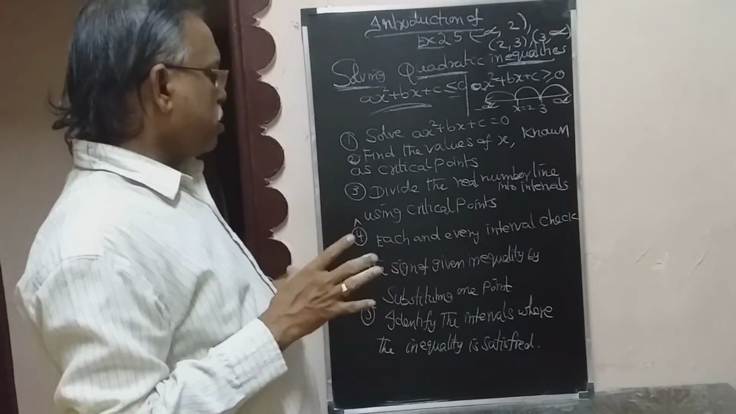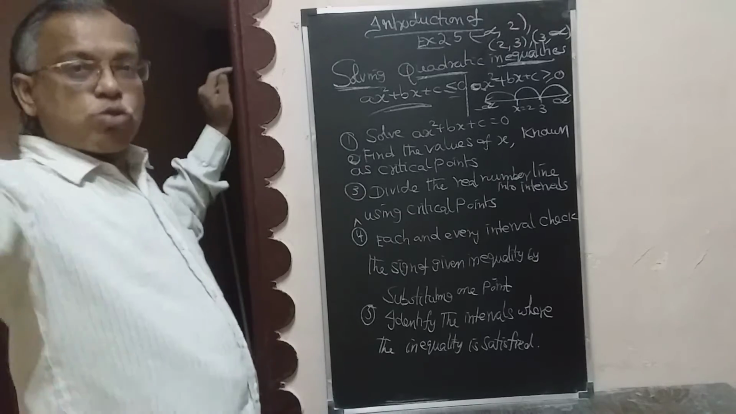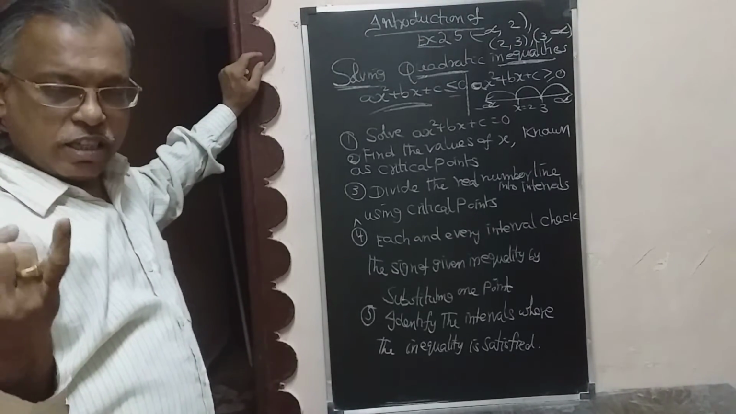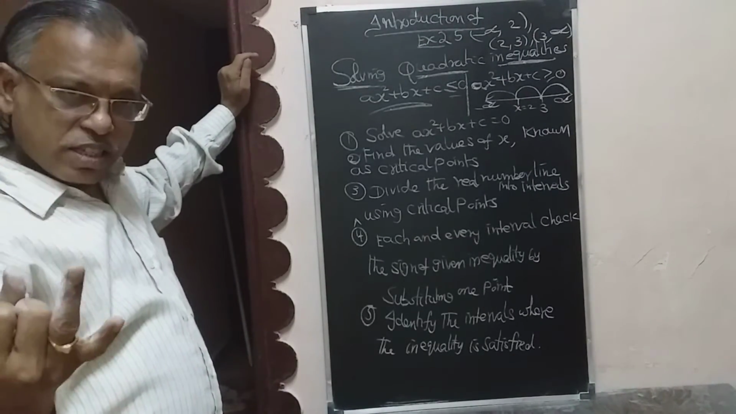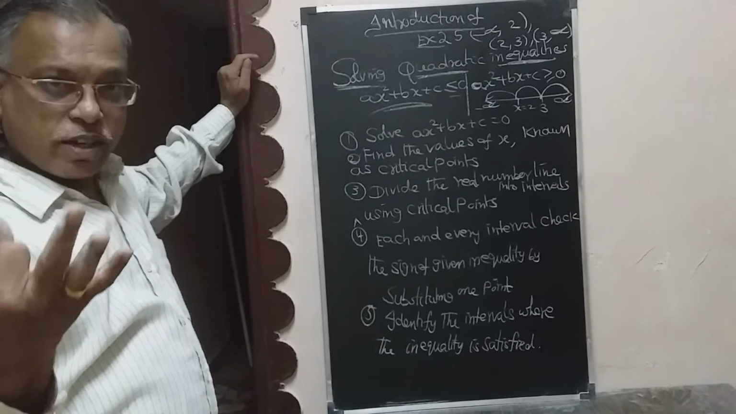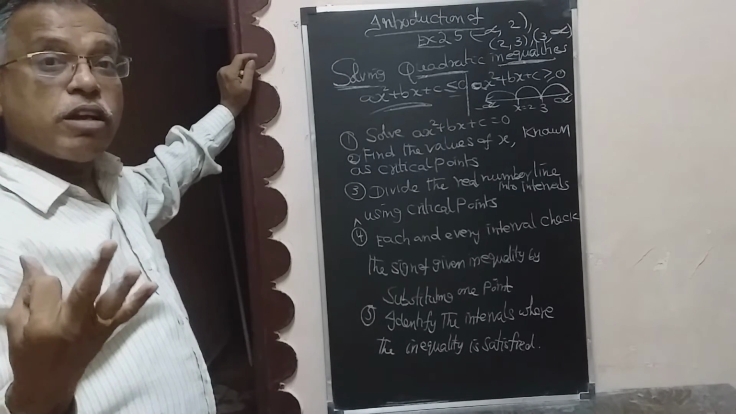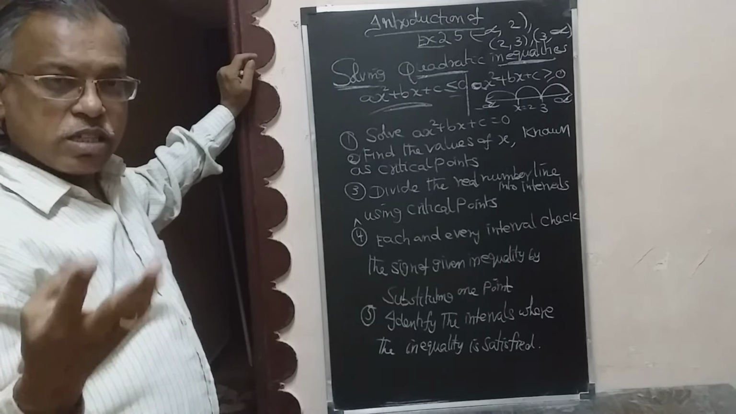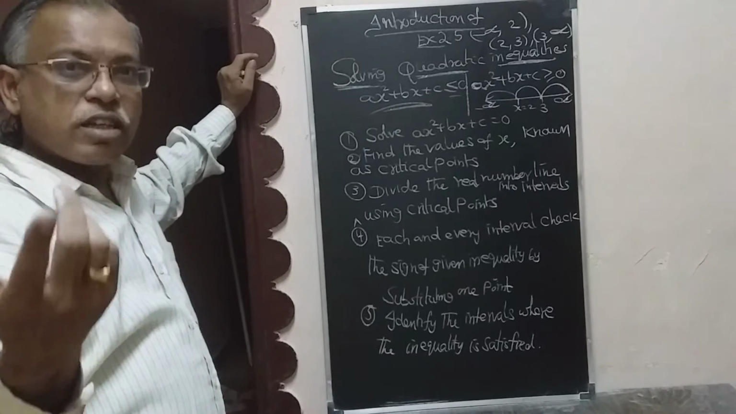So these are the points you must remember, students. First solve the equation and get the values of x. X values are known as critical points. Divide the real number line by using these critical points. Suppose 2 critical points are there, 3 intervals you will get.